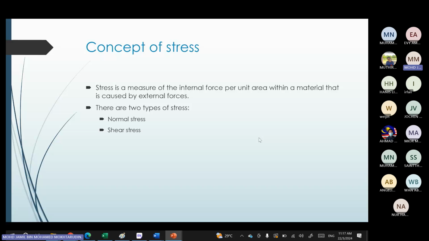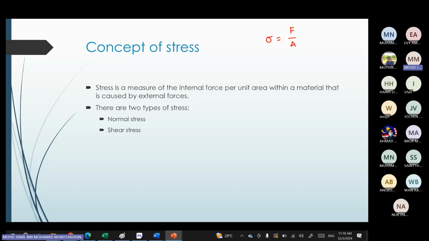Okay, so stress is a measure of the internal force per unit area. So you know from maybe you have learned before during A level or during matriculation, during diploma. So stress is just force over area.